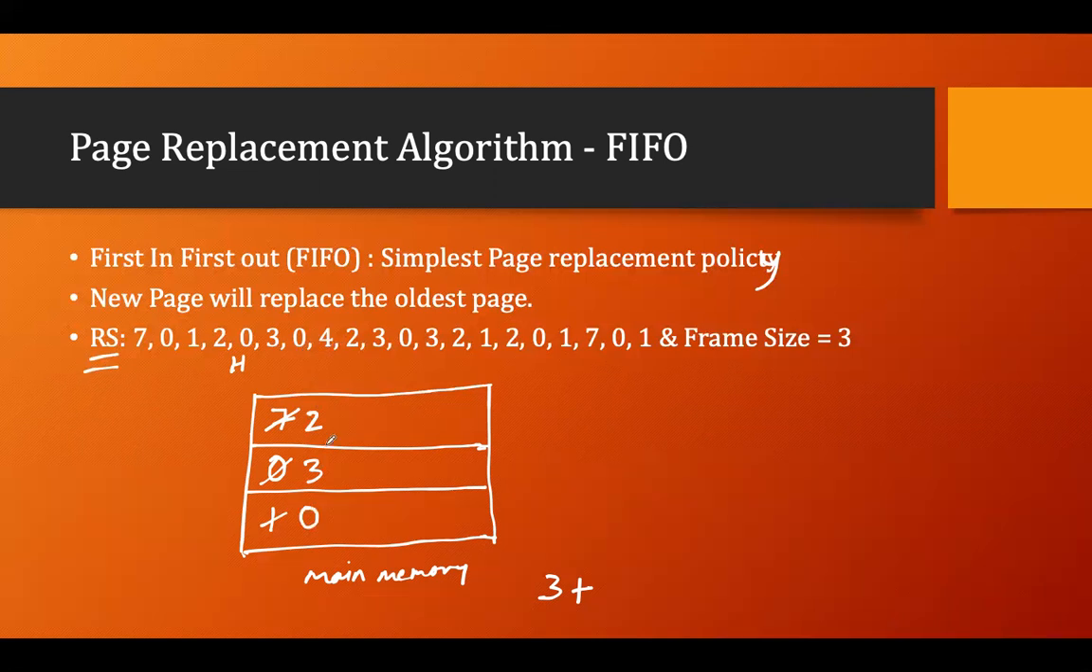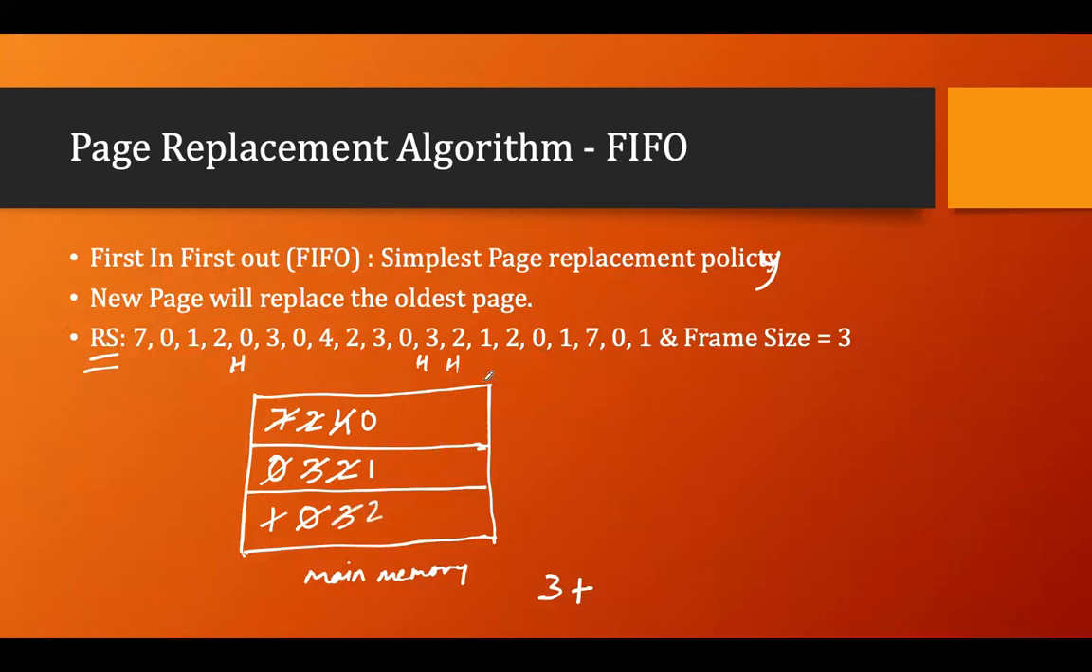Then we require 4. 4 is not there. The oldest one now is 2, so it will be replaced by 4. Now 2: the oldest is 3, so we'll replace 3 and put 2. Here it requires 3. We don't have 3, so we'll replace the oldest one, which is 0. Again we need 0, we'll replace it. We need 3, 3 is there, a hit. 2, 2 is there, a hit. 1, 1 is not there, we have to replace the oldest one. Then 2, 2 is not there, we have to replace the oldest one.